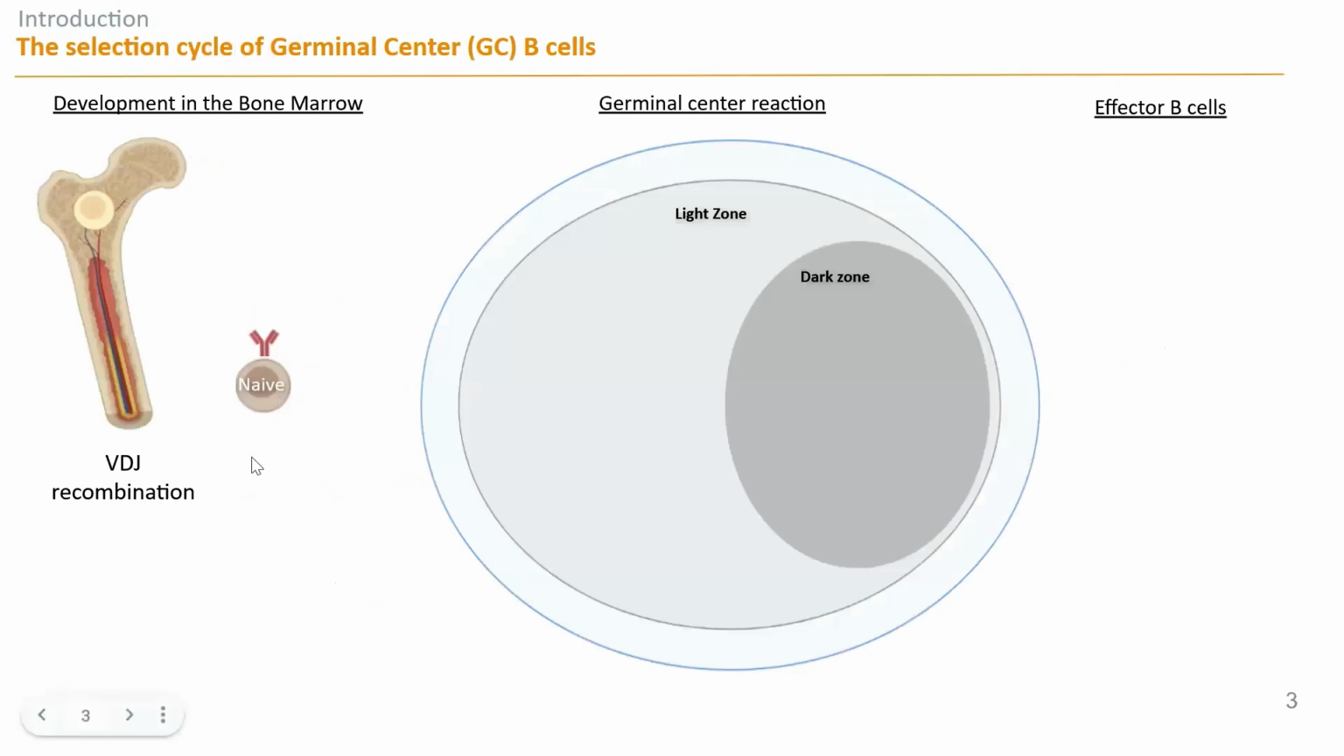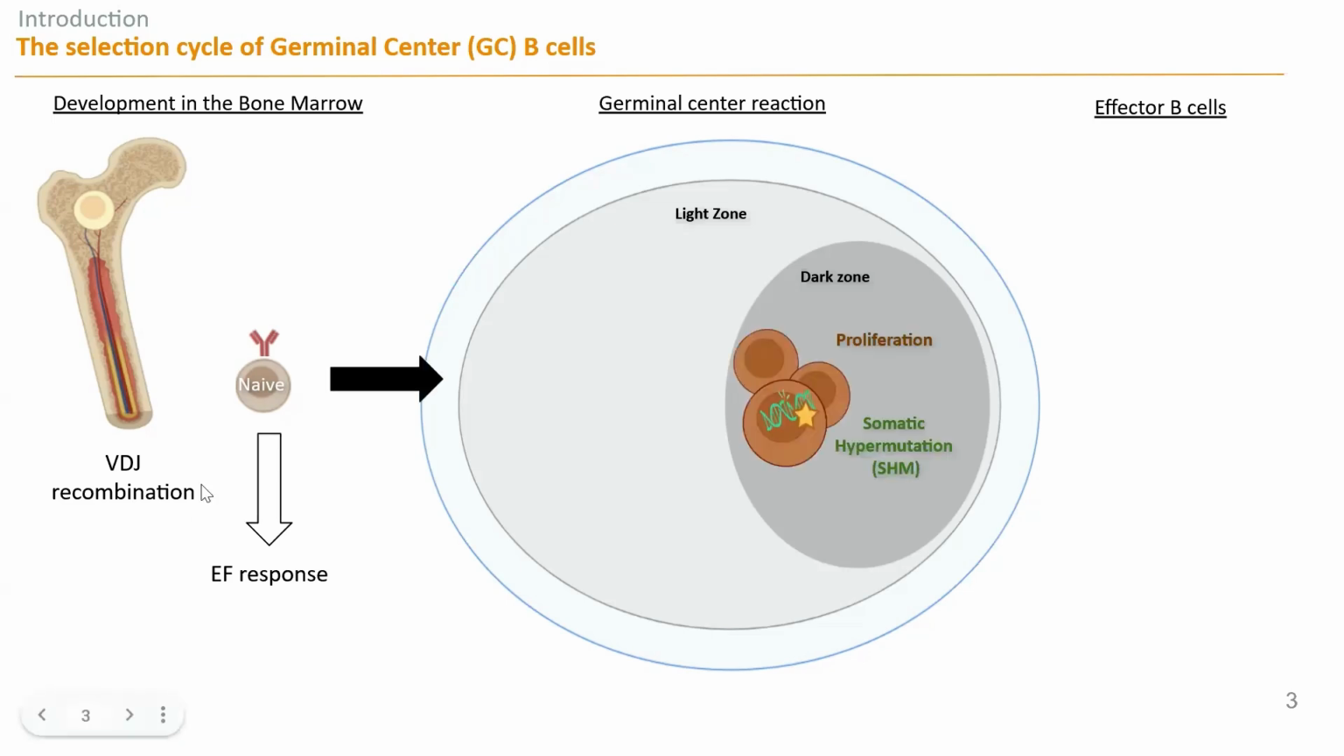So it all starts in the bone marrow, where the initial diversity is generated through VDJ recombination. And upon infection or vaccination, naive B cells can either readily take part in the extrafollicular response or undergo further maturation steps in germinal centers. Within the dark zone of germinal centers, B cells can further diversify their receptors through the somatic hypermutation process. So point mutations are introduced in the coding sequence encoding for the variable part of the B cell receptors. Obviously it can alter the binding properties.